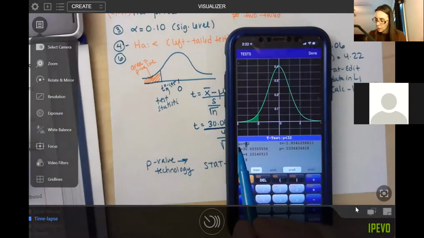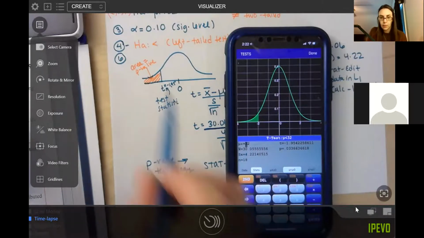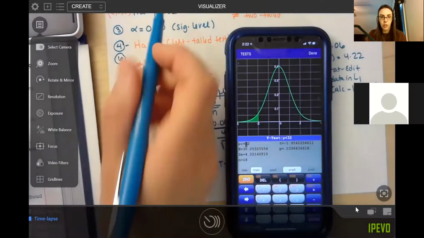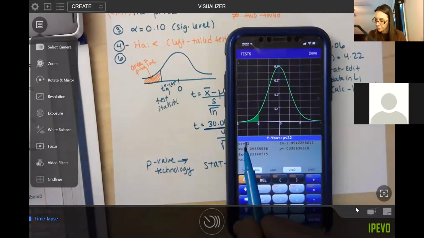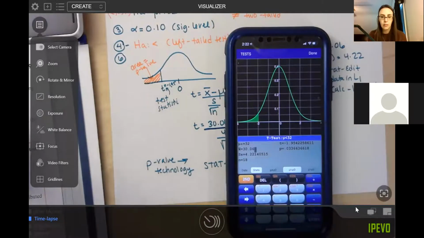So your mu sub 0 is your hypothesis. Our hypothesis was 32, so you enter 32. Your x bar is your sample mean, so I'm just going to round that and do 30.06. Your Sx is your standard deviation. And your n is your 18. So we tell our calculator those main values.